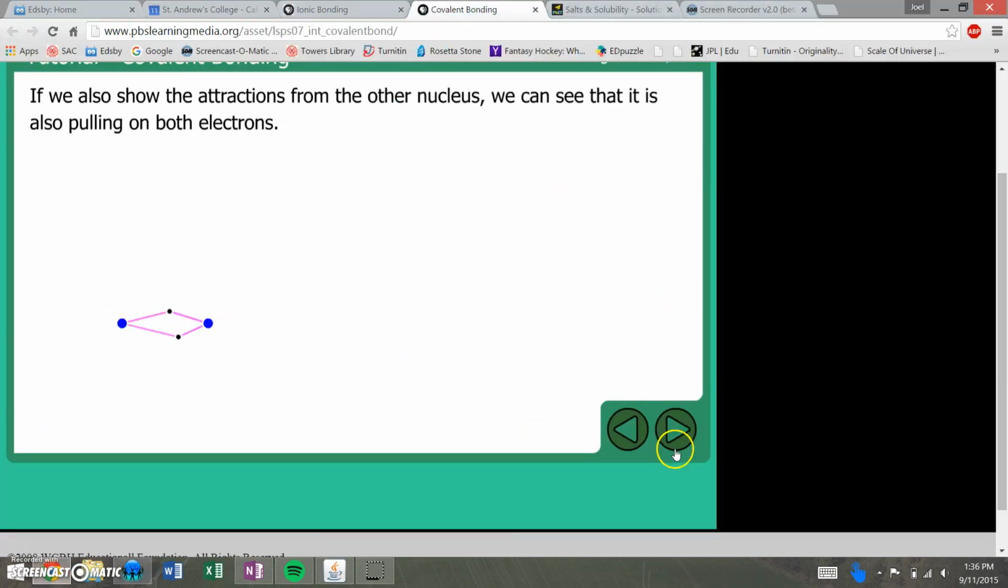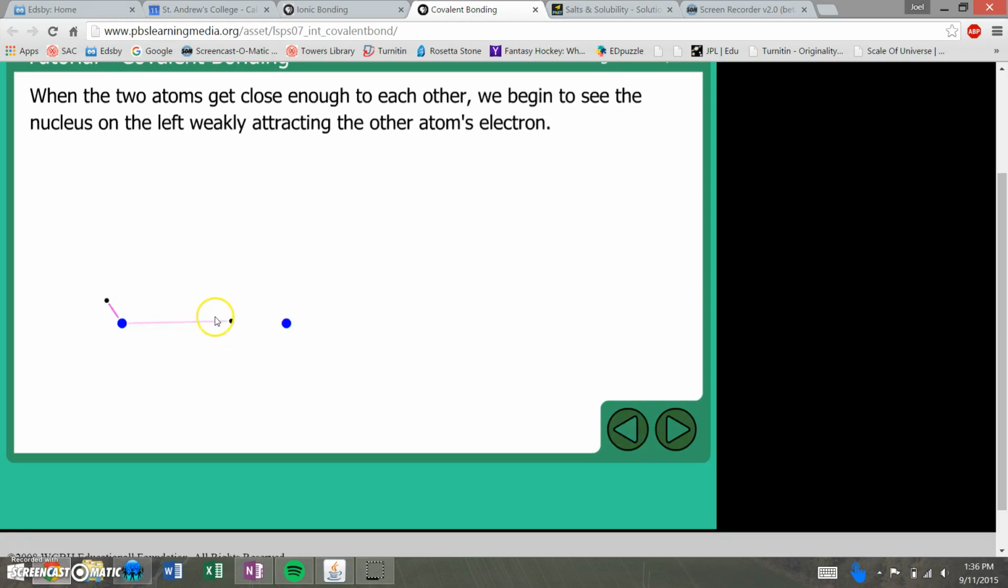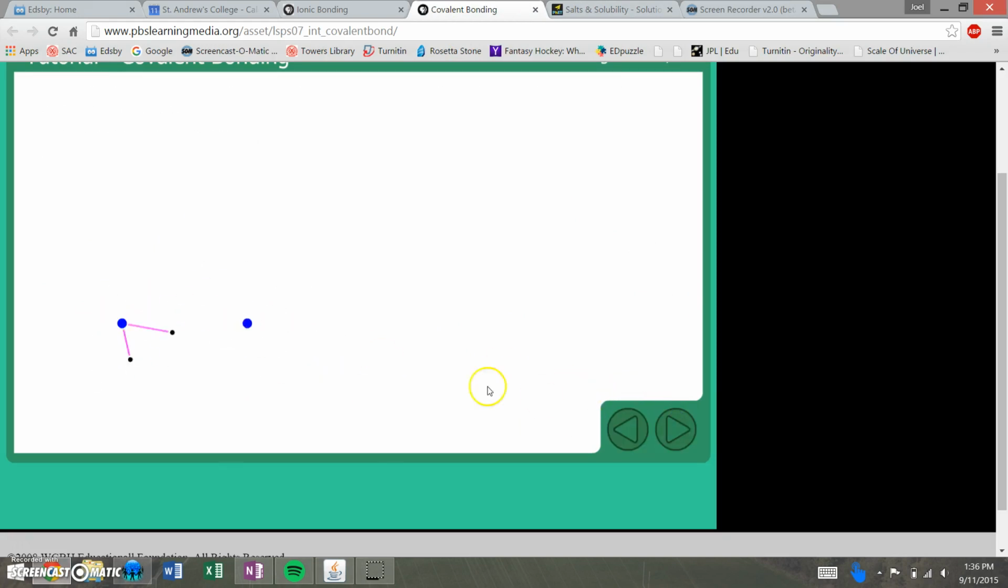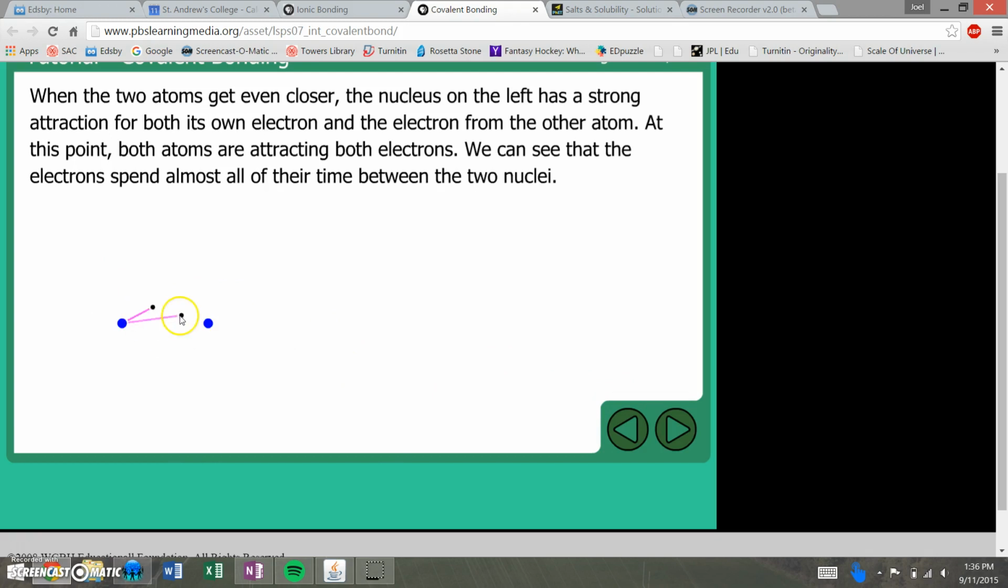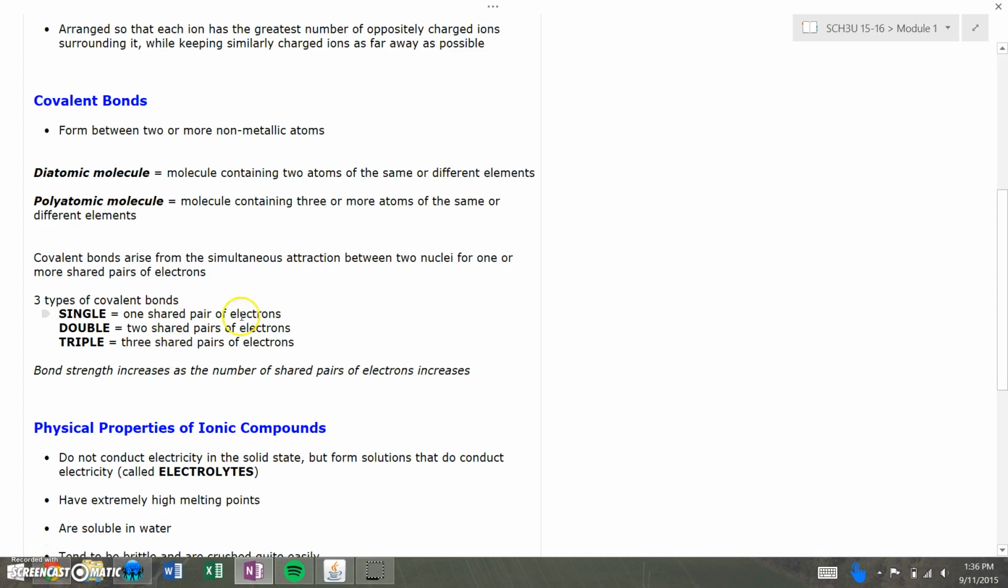So again, we'll go back and take a look at covalent bonding. You see now there's an electron for each of these protons, but there's that strong attraction. So now the electron is drawn by both of these protons, creating this bond. And if we see 1 pair of shared electrons, we call it a single bond. If you have 2 shared pairs, you have a double bond, and 3 shared pairs, you have a triple bond. So the bond strength increases as the number of shared pairs of electrons increases. So you're going to see triple bonds are much, much stronger than a single bond. Double bonds kind of fall in the middle there.